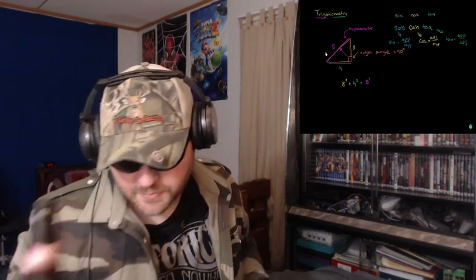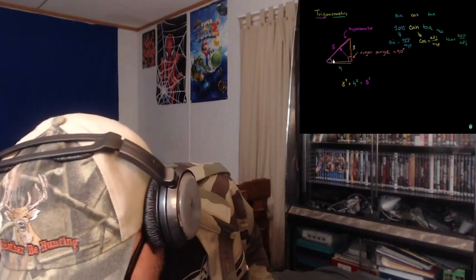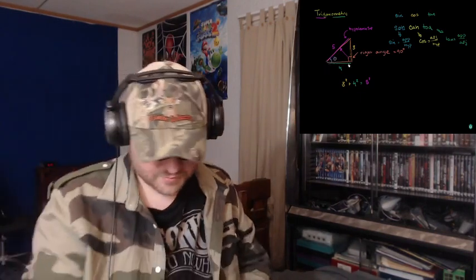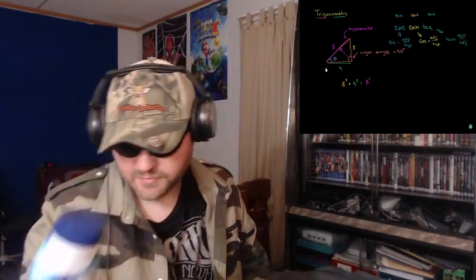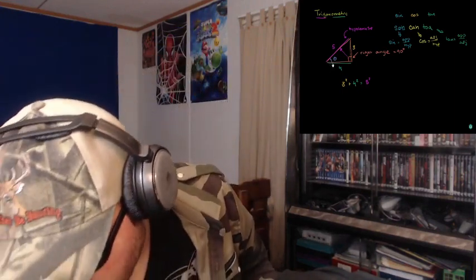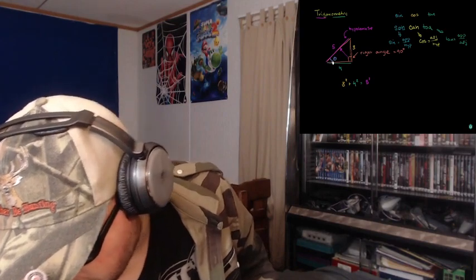Let's say that this angle right over here is theta, between the side of length 4 and the side of length 5. This angle right here is theta. So let's figure out what the sine of theta, the cosine of theta, and the tangent of theta are.